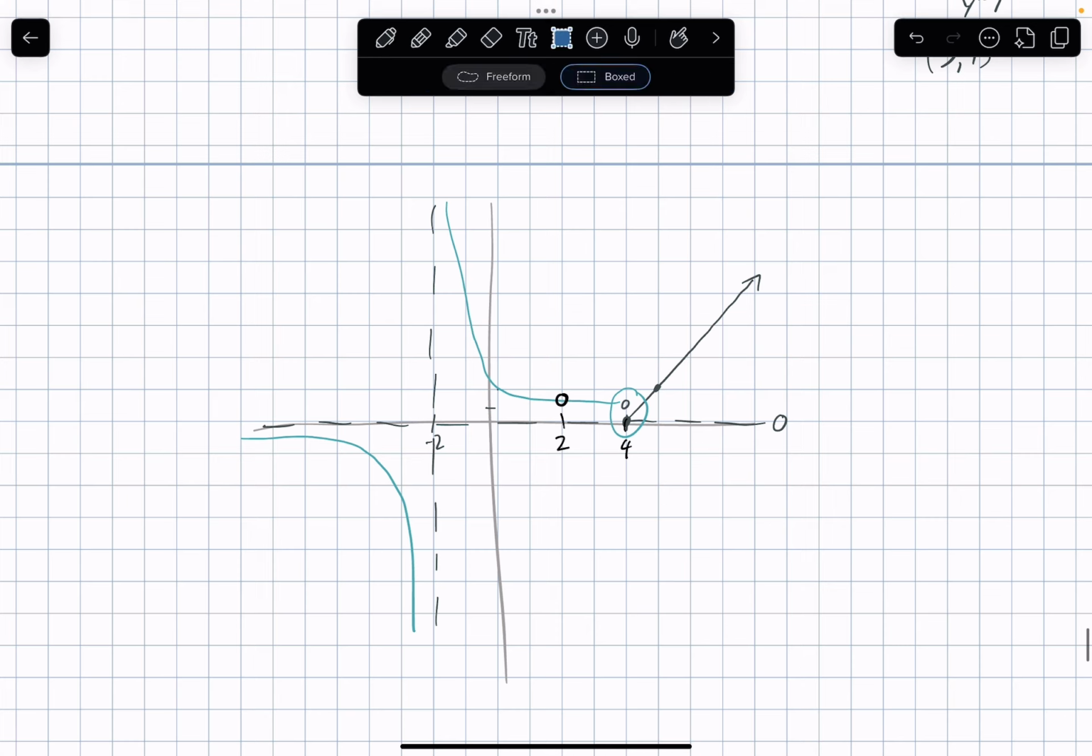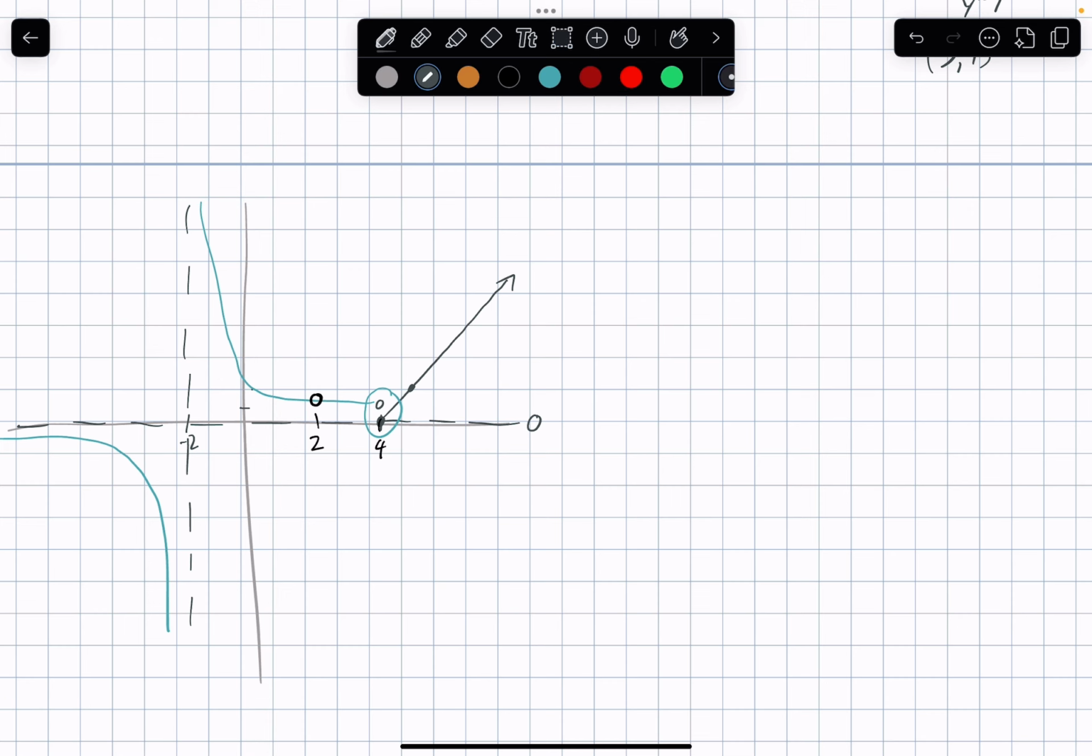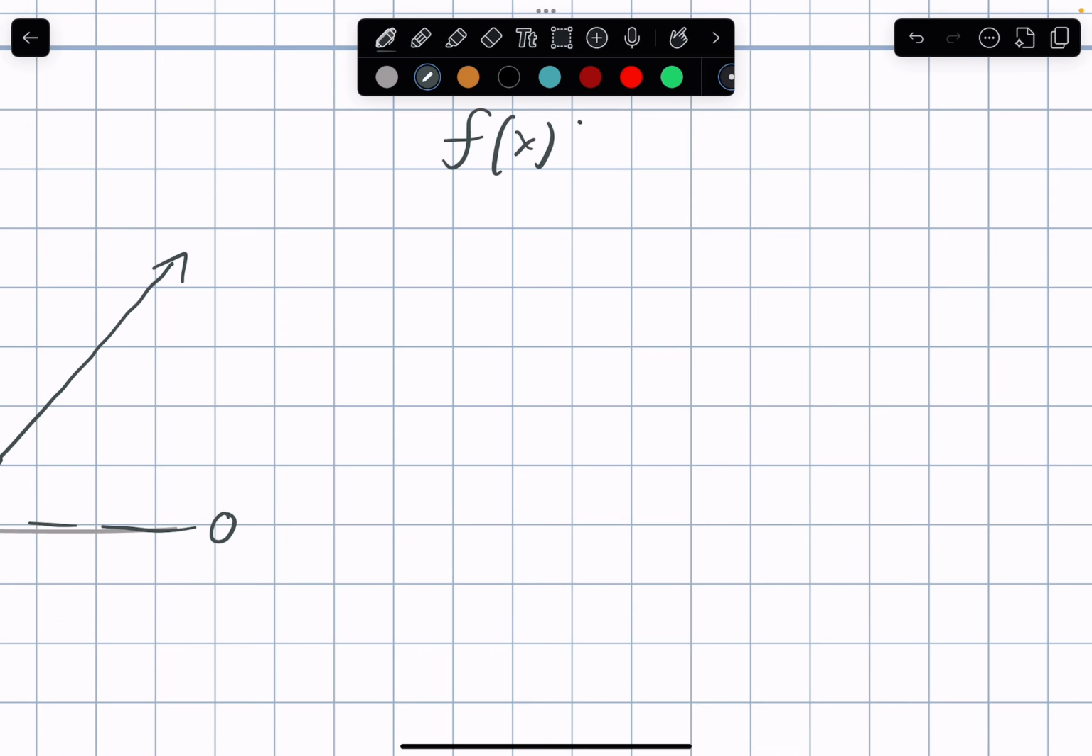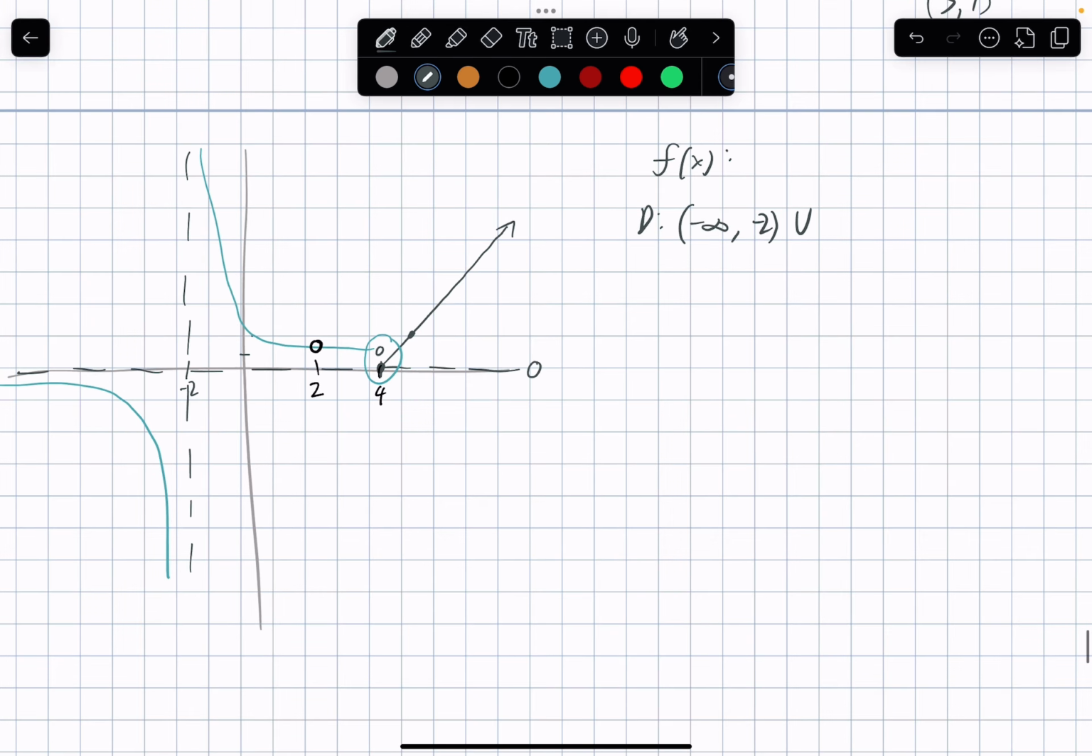Okay, so let's find the domain and range. So for the domain, coming from the left, we come from negative infinity until we reach negative 2. And then we rewrite negative 2, and we reach until positive 2 because there is another gap. And then another set union, 2, and then positive infinity. That is for the domain.